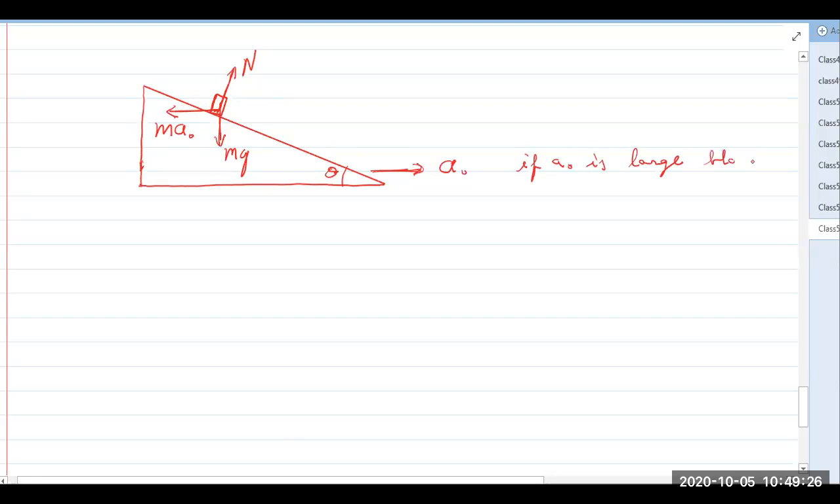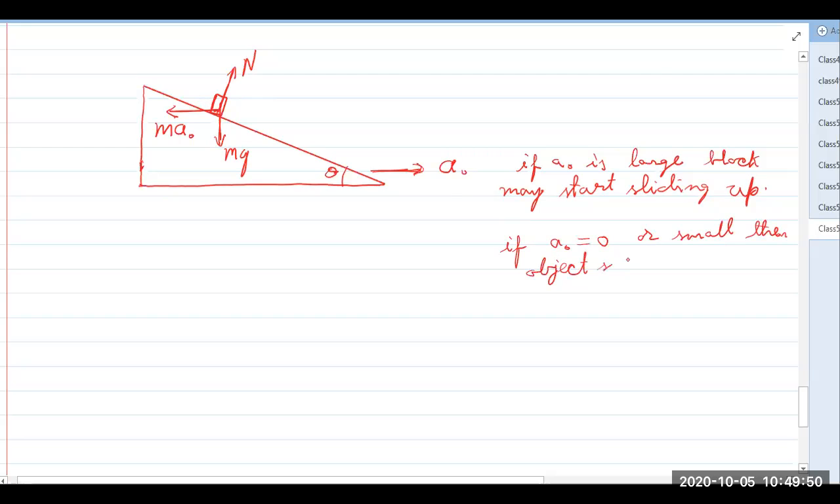The block may start sliding up. And if a is small or 0, then the object will slide down. So there will be one value of acceleration so that this object will remain stationary on the block, and we have to find that value.